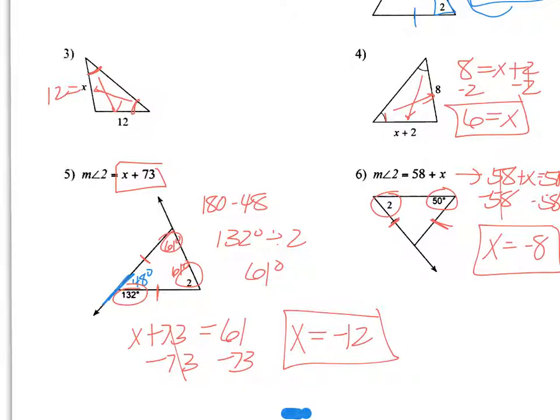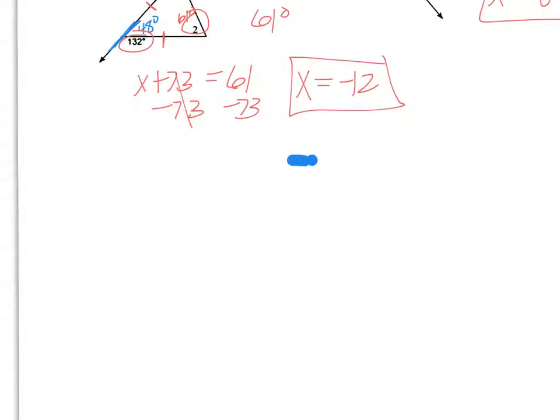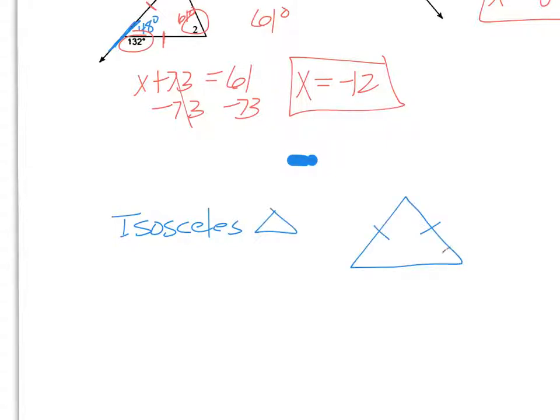So the main points to remember here, and I'm going to write this down below, that you need to know. First, an isosceles triangle: the two sides are equal and the two opposite angles are equal.